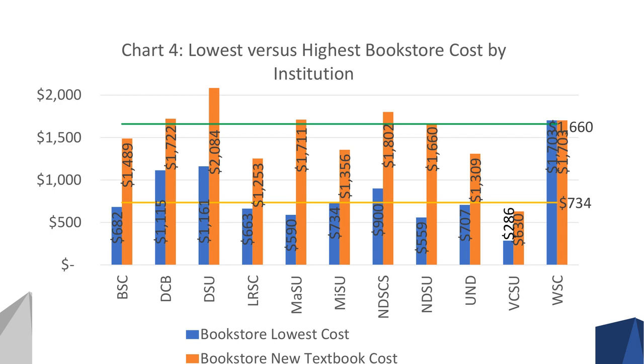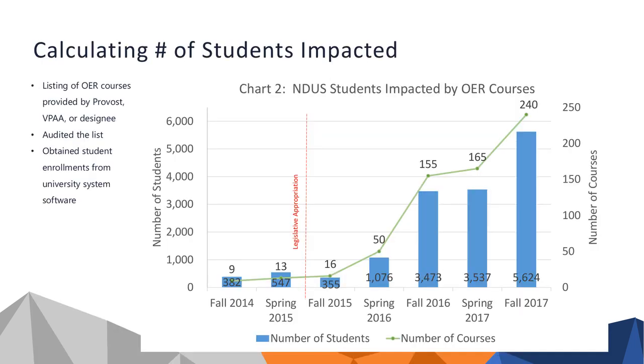Then once we'd calculated that cost per credit, we had to identify the number of students impacted and the number of credit hours impacted. Here we had the institutions self-report to us. We had the vice president of academic affairs or provost from each institution provide us a report of the courses during this period, fall 2014 through fall 2017. As you can see, the dollars allocated to the OER initiative occurred between spring of 2015 and fall of 2015.